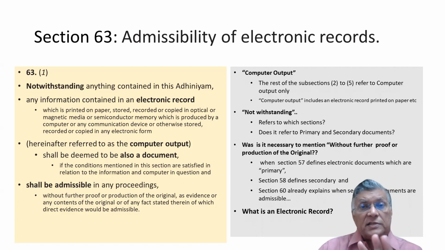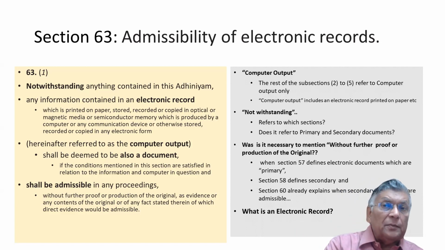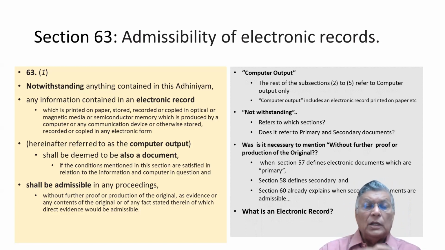But what does Section 63 actually talk of when it talks of the document? It talks of a computer output, which represents the electronic record, which is the primary evidence. Now, what is this computer output? Hereinafter referred to as computer output, it refers to any information contained in an electronic record, but this electronic record need not necessarily be only in electronic form.